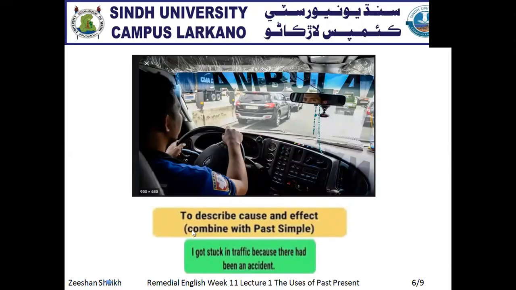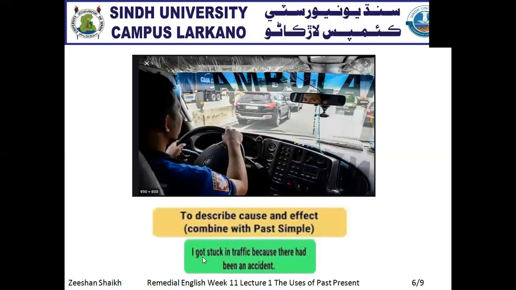Now we use past perfect to describe cause and effect, especially with the past simple. I got stuck in traffic because there had been an accident. Now we have to see this whenever we have cause and effect. As we know, the cause shows the reason and the effect shows the result. Whenever we have two sentences in the past, the result would be your past simple, and the cause, especially, would be your past perfect. Let's suppose, as usual, the reason or cause comes first, and later on the effect or the result comes. Clear?